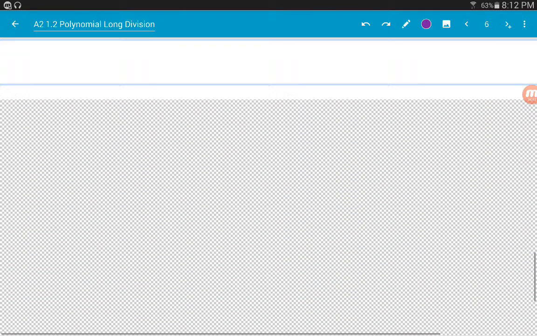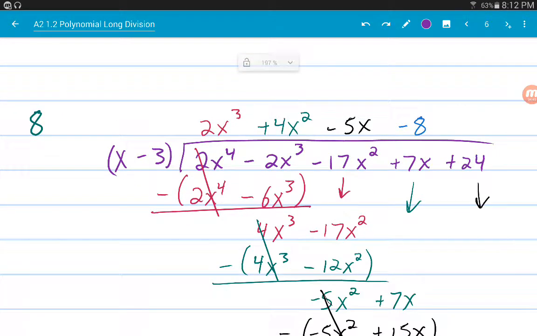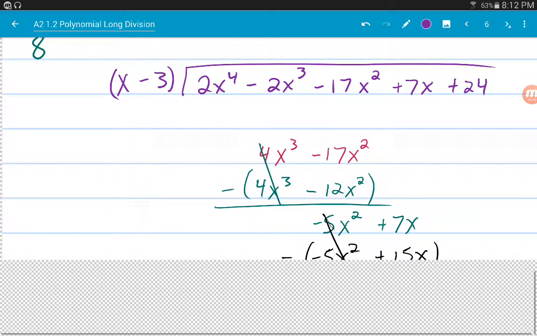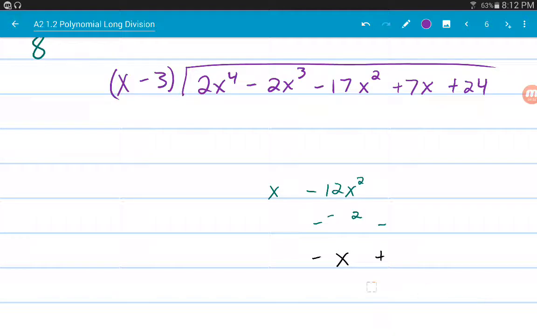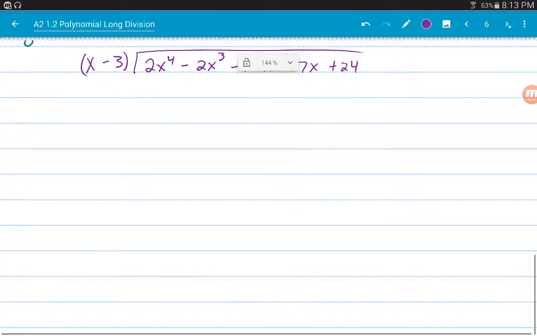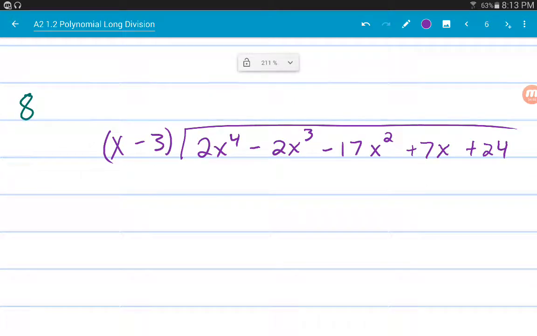We did this one in class, but just a little reminder in case you're not sure what you did, where you went with it. Let's start fresh, and get rid of all the scratch work so we can start anew. All right, this is question number 8. We say, how many times does x go into 2x to the fourth?